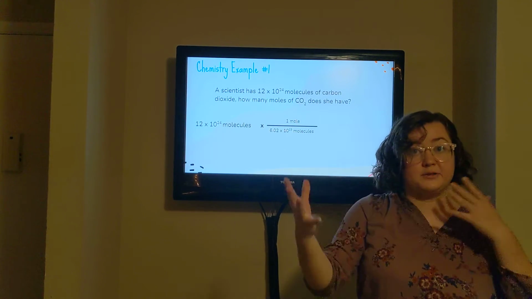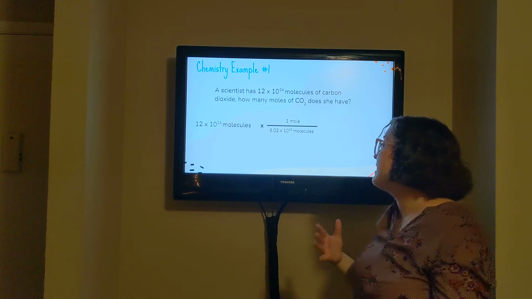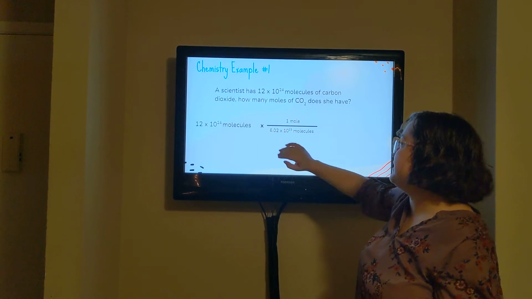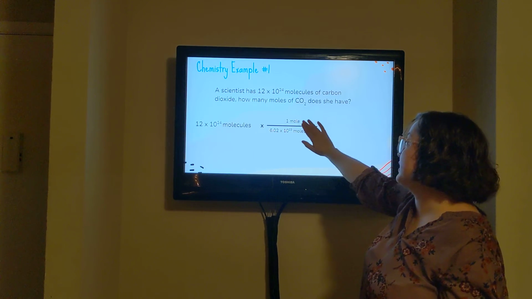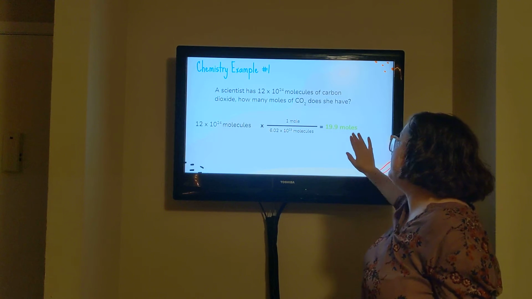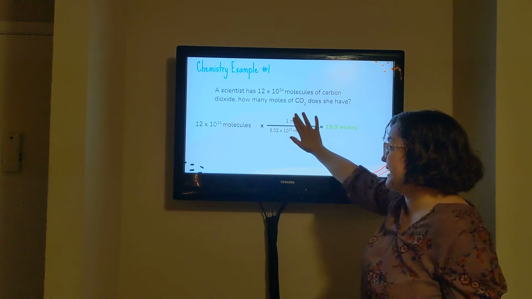So now we do the same thing that we did with the donuts: we're going to divide 12 times 10 to the 24 by 6.02 times 10 to the 23rd, and we're left with 19.9 moles, because moles was what was left.